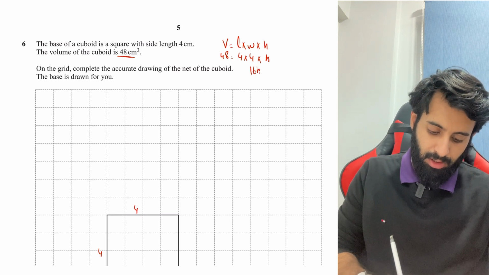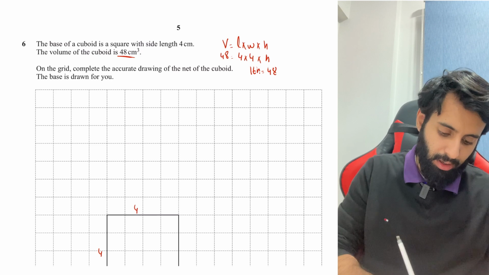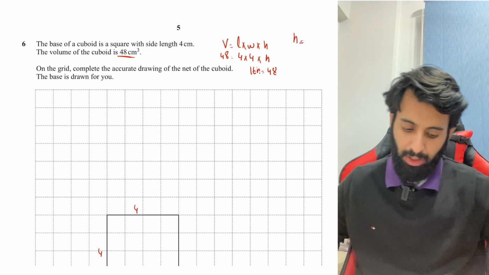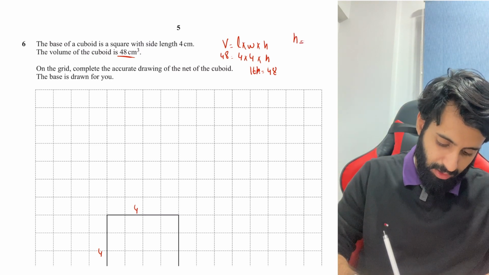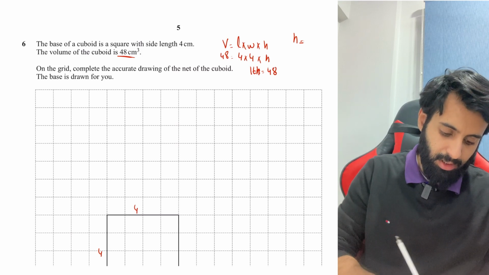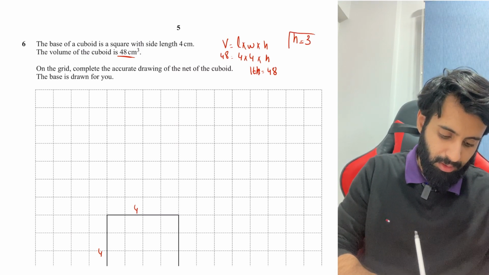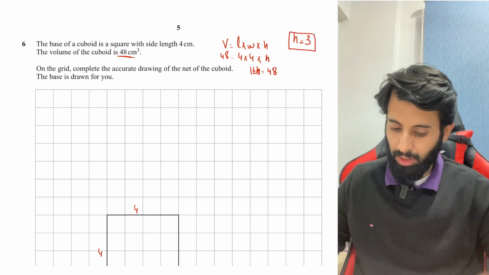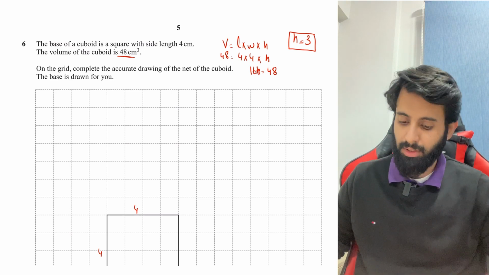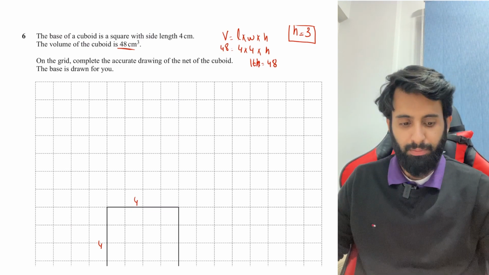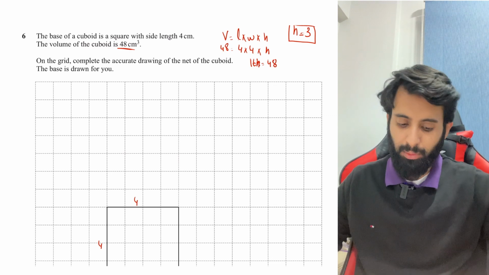So, 16h is equal to 48, and now if I make h the subject, I'm looking at 48 upon 16, which means height is equal to 3. And now that you have the height, this basically solves, not the entire question, but we kind of have an idea of what we're dealing with.